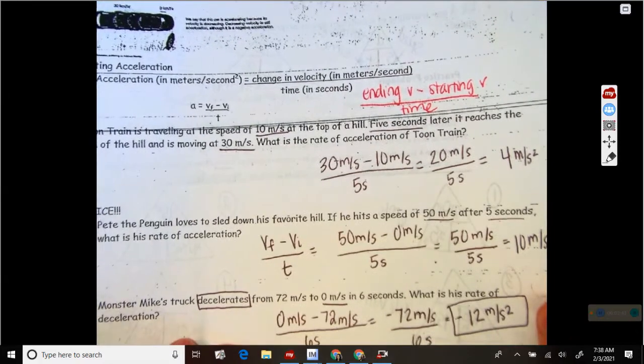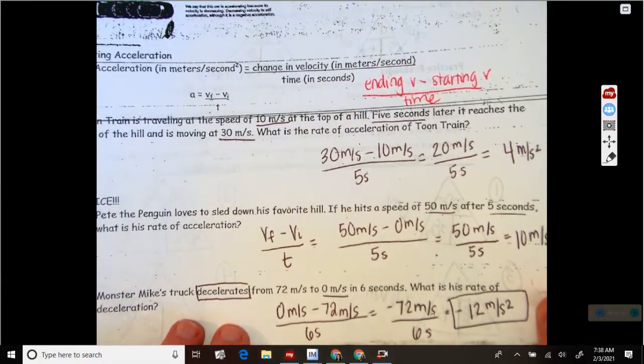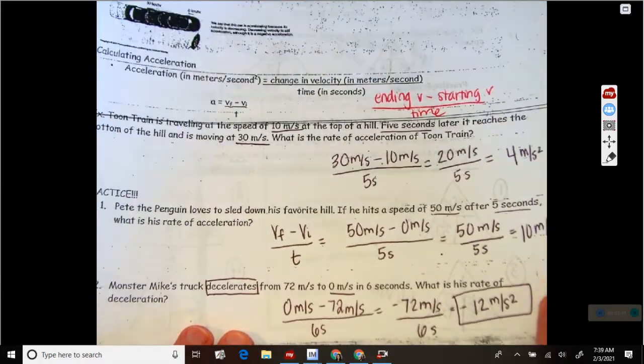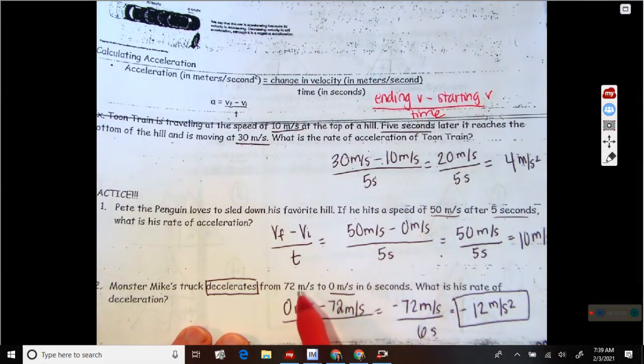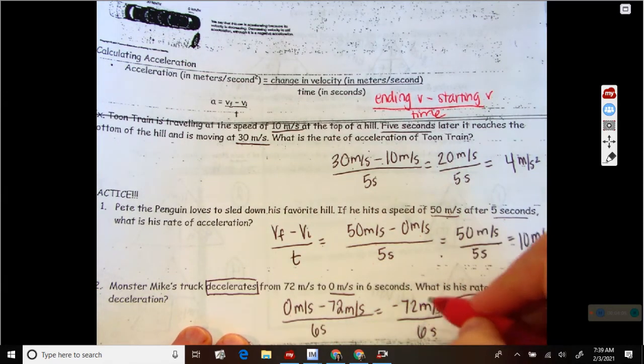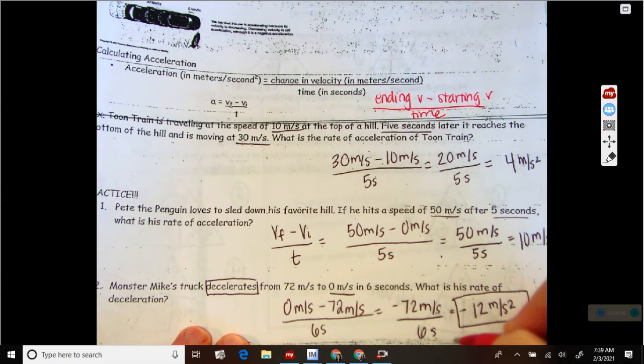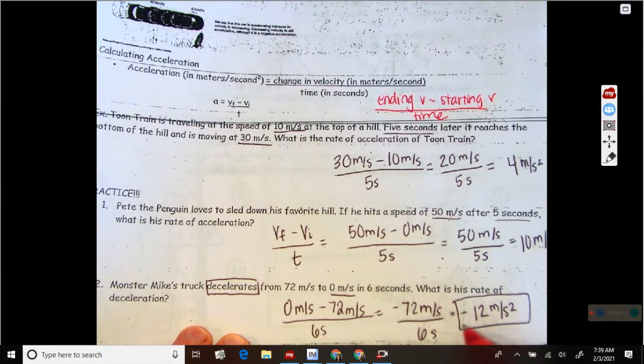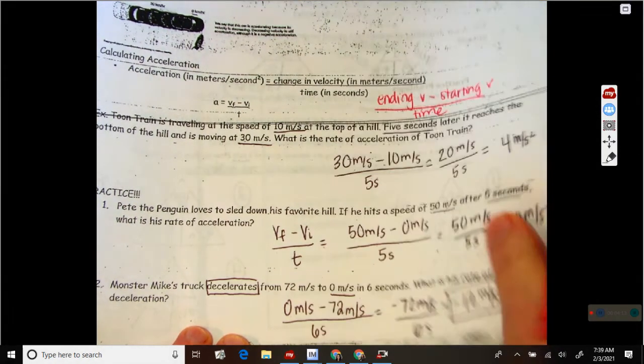Okay. Mike's truck decelerates, meaning it's slowing down. So remember, if we are slowing down, we're going to be negative acceleration. He slows down from 72 to 0. So he ends at 0. He ends up stopped, so our final is 0. His initial is 72. 0 minus 72 over the time it took, 6 seconds. So don't get confused. When you are subtracting 0 minus 72, you should have a negative number. Negative 72 divided by 6 gives you negative 12 meters per second squared. Remember, it's negative because he is slowing down.